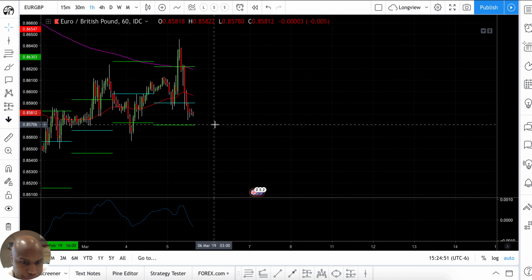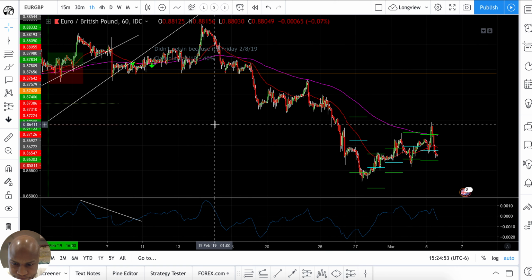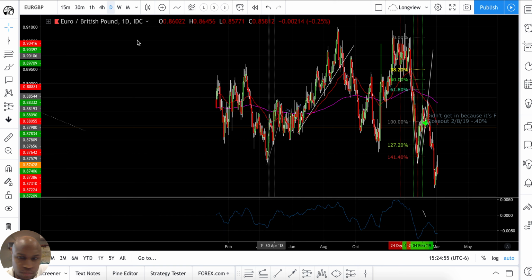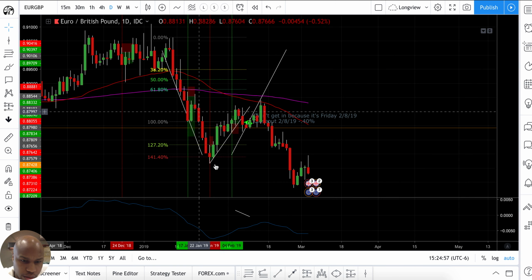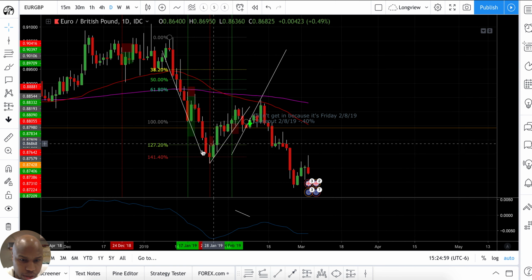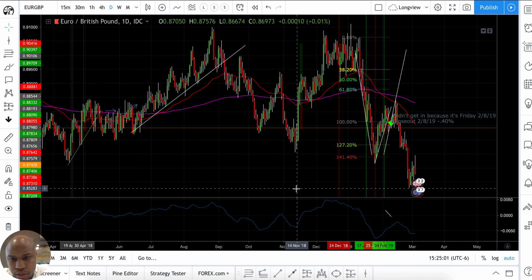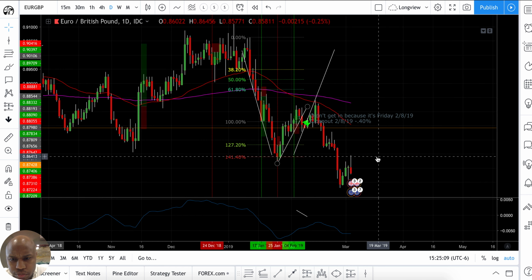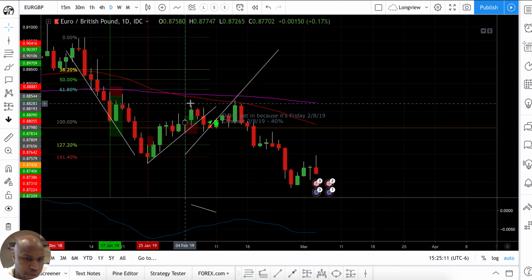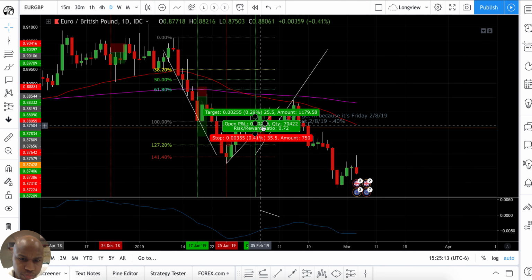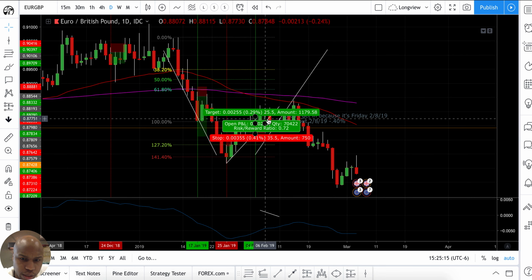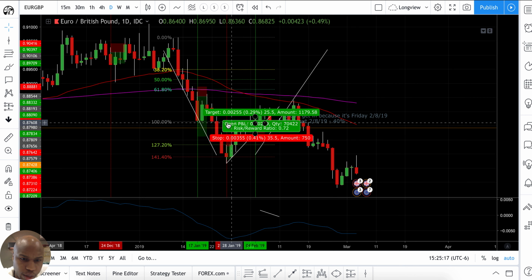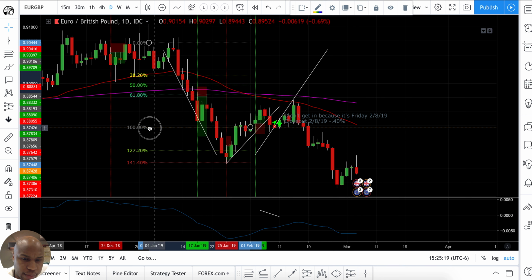Anyways, next pair. Euro GBP. I'm not excited about this at all. Oh shit, we're like way overextended. I'm not doing this. I'm not playing this. I think I miscalculated this fib though. So I'm gonna go in and fix it right now. I definitely think I miscalculated this fib. Wow. By a lot.